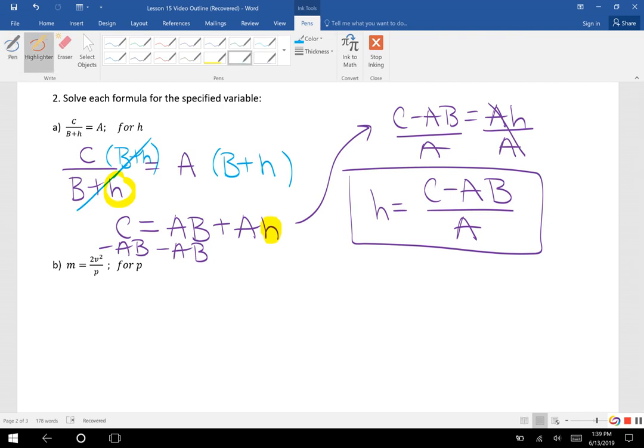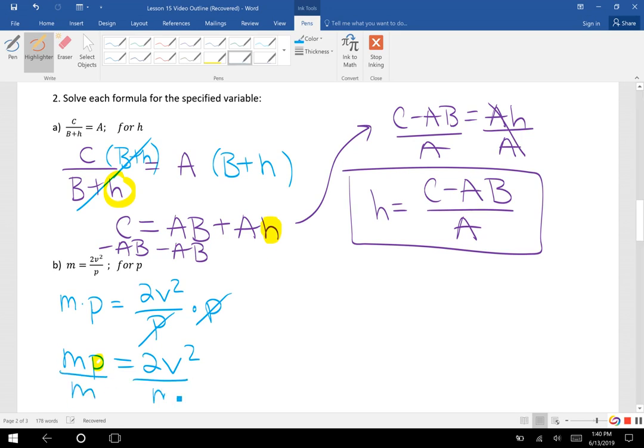So same process for part B. I'm going to multiply both sides by p because that's the denominator. In other words, that's the least common denominator. So I multiply both sides by p. The p's are going to cancel on the right. So now mp equals 2v squared. What are we solving for? We are solving for p. So all I have to do now is divide by m. And that's it. My answer is p is 2v squared divided by m.